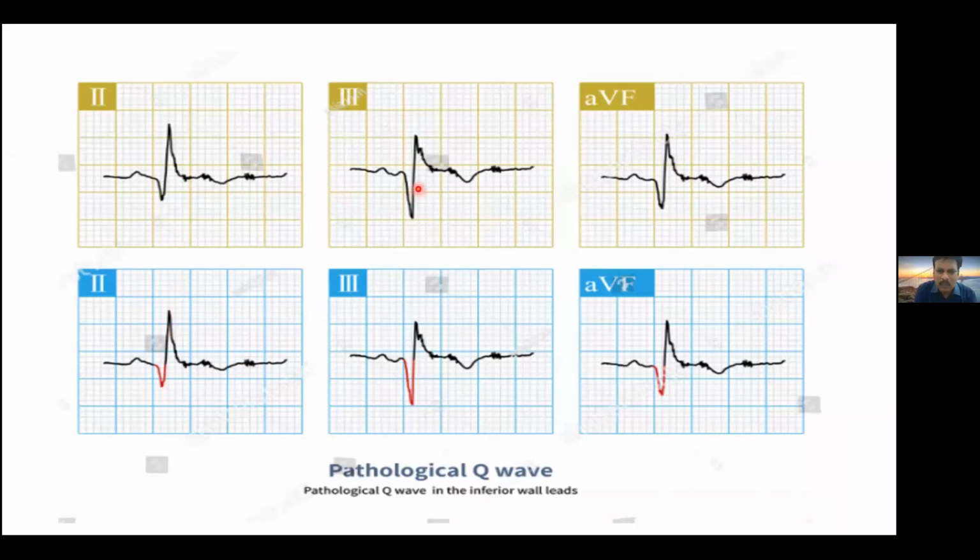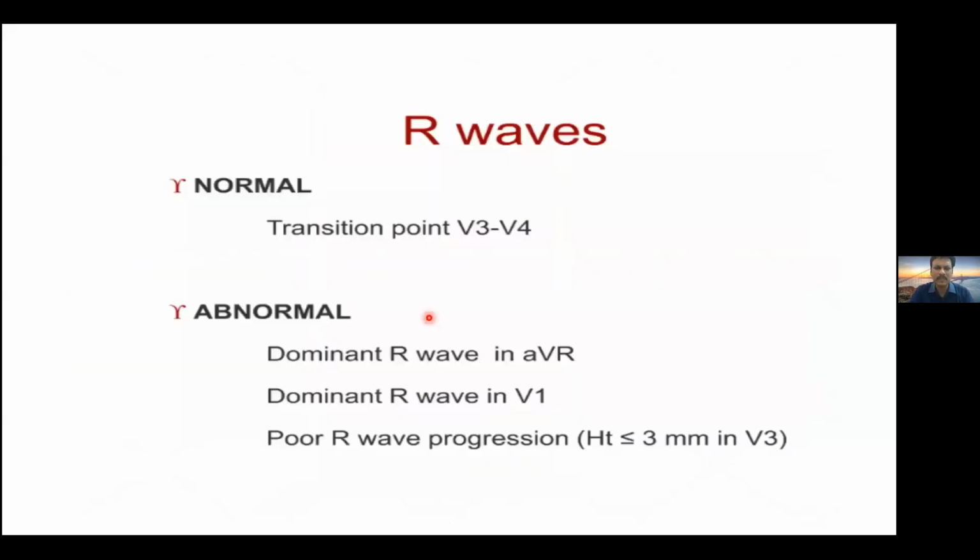Width is more than 1.5 small squares. More than one small square in width. So now you are abnormal. It is more than 1 small square in width, more than 2 small squares in depth, abnormal. Now you see the abnormal pathological Q wave. Now when it is very small, minuscule, forget about it. It is not abnormal. So Q wave, you know when it is normal, when it is abnormal.